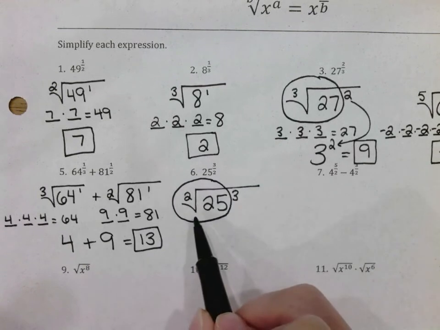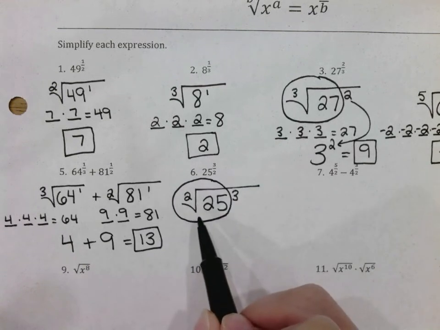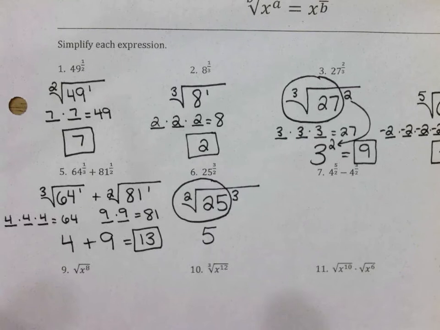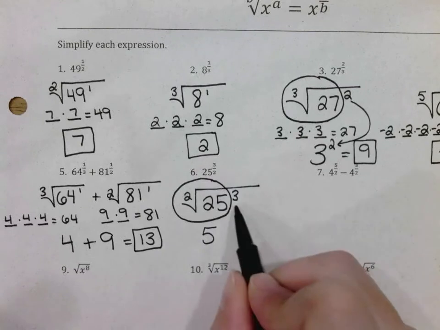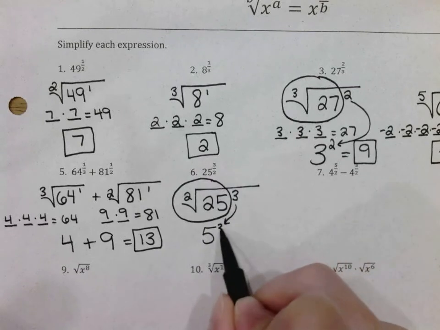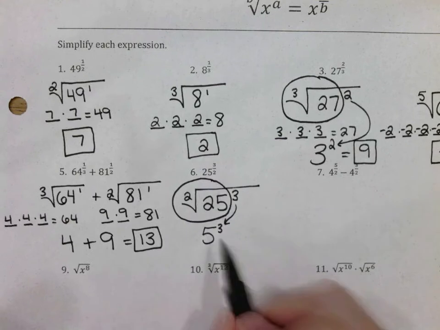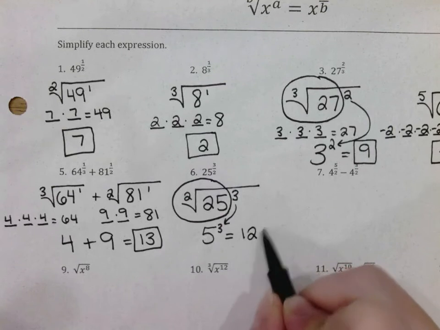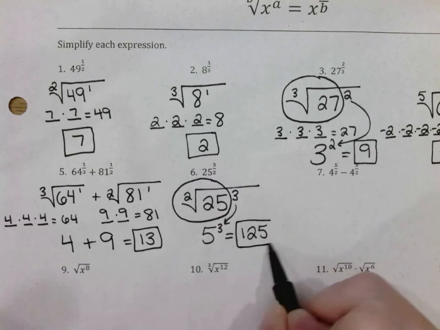The square root of 25, that's much more manageable. We know that's 5, right? Because 5 times 5 gets us 25. So I'll just go ahead and write my 5. Then we'll raise that to the third power. It's still a big number, but we can just put that in the calculator. 5 times 5 times 5 gets us 125.